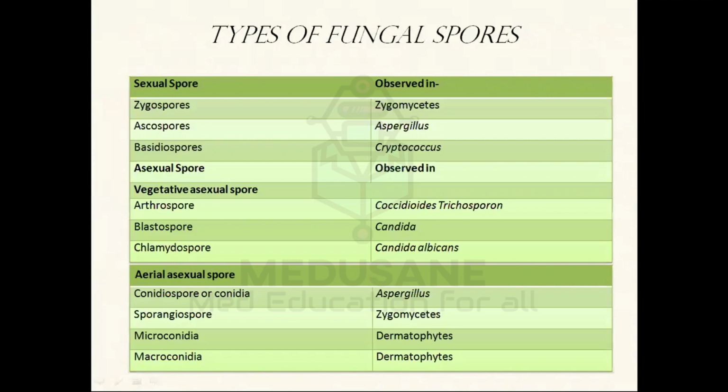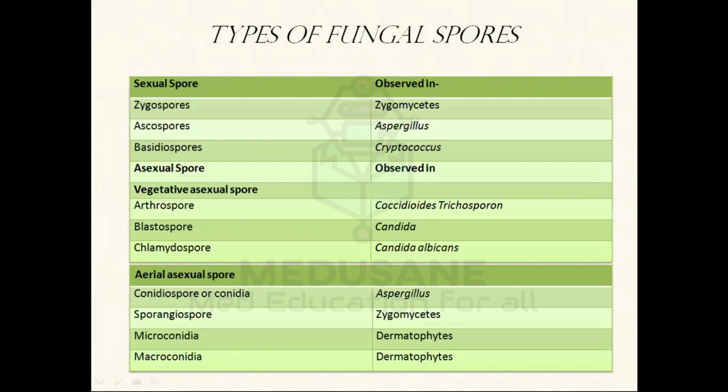Okay. Then coming to the types of fungal spores, there are sexual spores and asexual spores. Under the sexual spores, there are zygospores, which are observed in the Mucormycetes, ascospores, which are observed in the Aspergillus, basidiospores, which occur in the Cryptococcus.